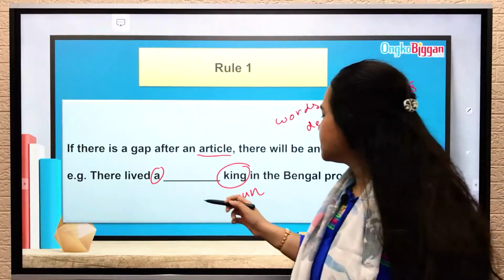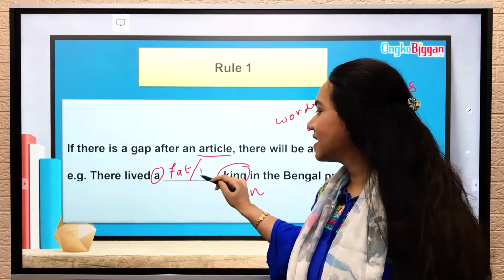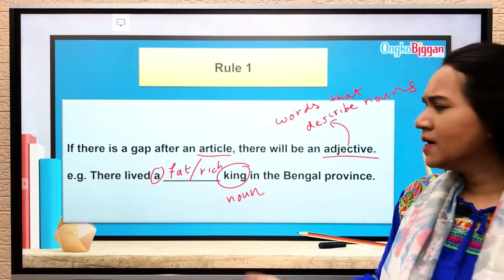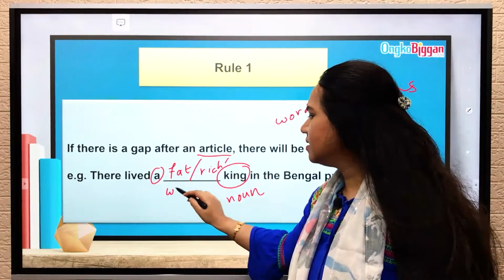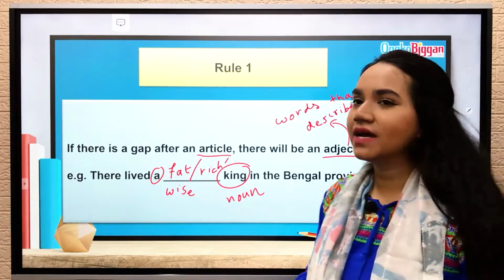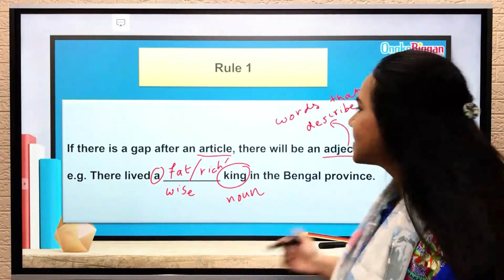So what can we write? We can say that there lived a fat king, or we can say that there is a rich king, or we can say there is a wise king, right? Any word you put here is correct, but depending on, of course, the clues, right? If there were no clues, then you could put whatever you want in this blank.